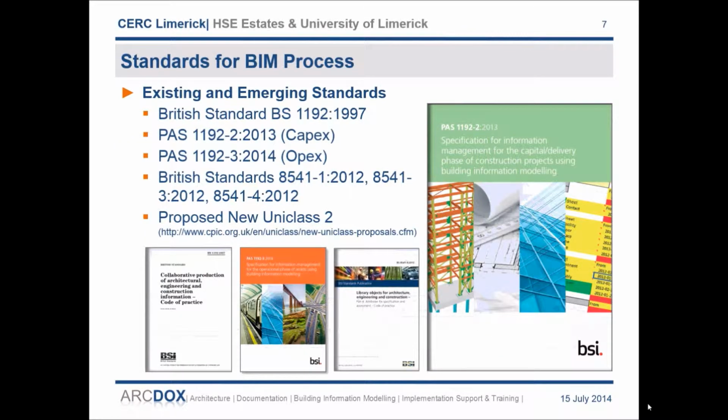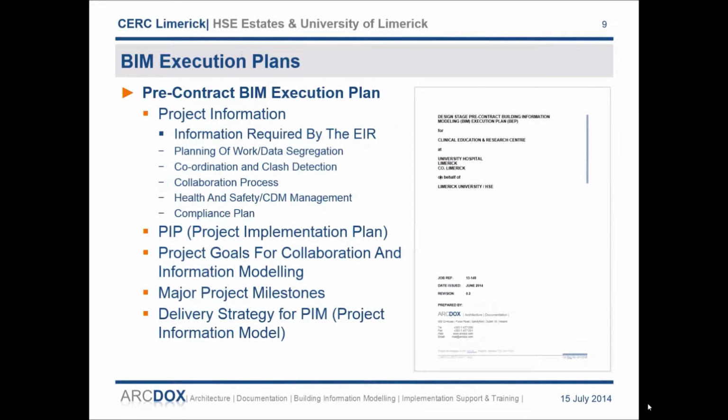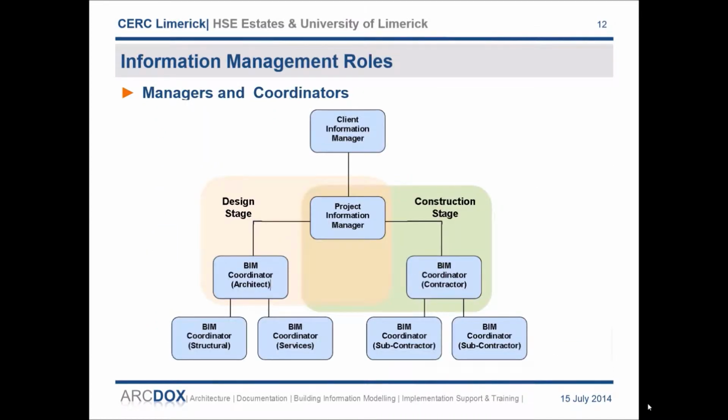The process set out is in accordance with PAS 1192 Part 2, 2013, Specification for Information Management for the Capital Delivery Phase of Construction Projects using Building Information Modelling, or BIM. It is recommended that all participants read and understand this standard. According to this process, an employer's information requirements document has been provided which sets out the client's requirements for BIM. Each participant must provide a pre-contract BIM execution plan to demonstrate how they will deliver on their requirements set out in the EIR. Where BIM capability or previous BIM experience cannot be demonstrated, participants must include a plan as to how they will acquire the capability or resources to deliver BIM for their element of the work.